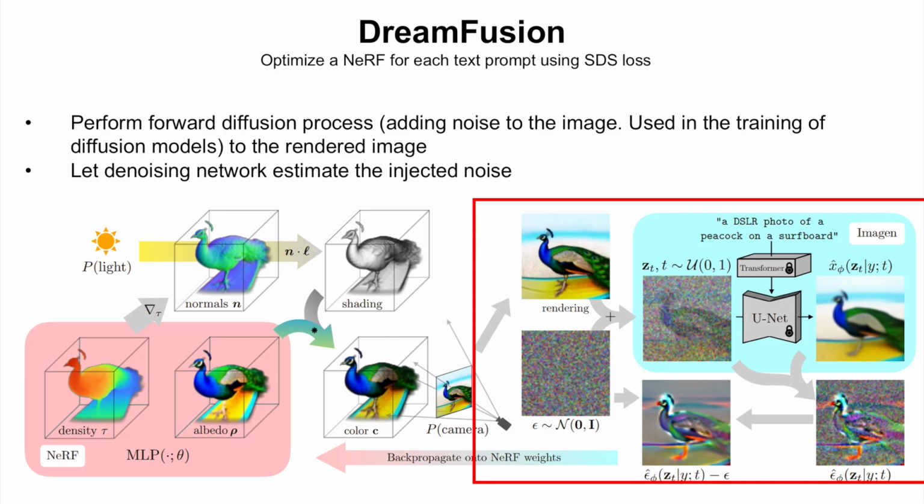And then we perform the forward diffusion process. Forward diffusion, as I said, is just adding noise to the image. There's no neural network, just adding noise to the image, which is used in the training stage of the diffusion model, to the rendered image, so that it becomes this kind of noisy image. And then we have a pre-trained denoising network. Maybe we can use the denoising network of Stable Diffusion or anything, that's okay. And then we provide the noised image to the pre-trained denoising network, and then it outputs some noise, right?